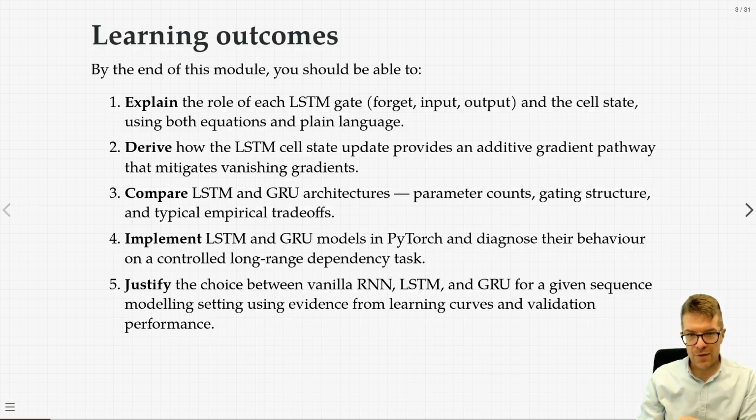You should be able to derive how the LSTM cell state, which I'll introduce in a moment, provides this additive pathway for gradients and for remembering information over a long period of time. You should be able to compare LSTM and GRU architectures, both of which will be introduced. This includes things like parameter counts, gating structures, and empirical trade-offs. You should be able to implement these in PyTorch and diagnose what we just mentioned in point 3, and to some extent justify your choice between RNNs, which we saw in the previous module, and either of LSTMs and GRUs, which we're going to introduce today.